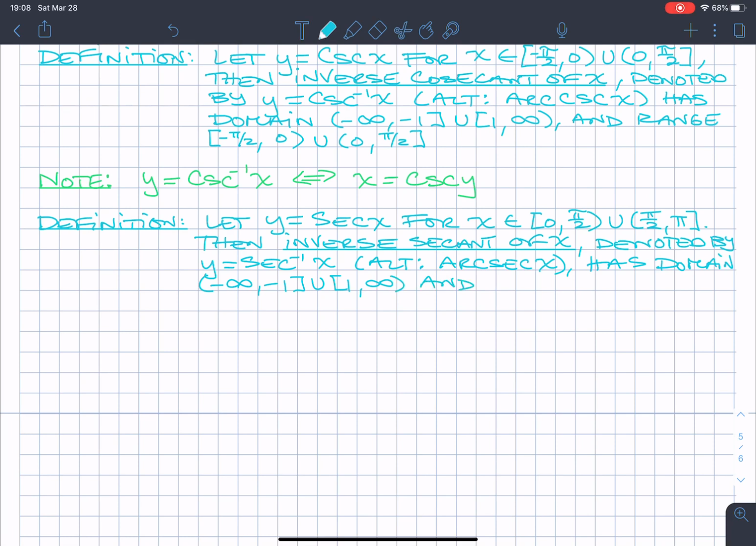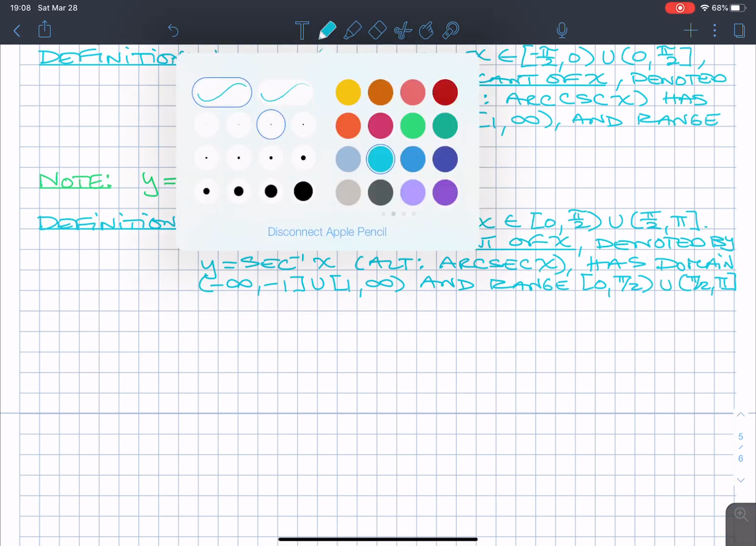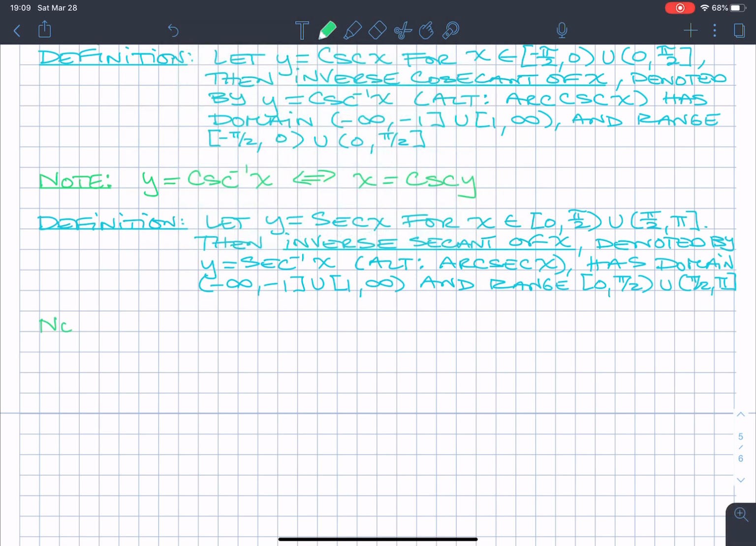and of course range equal to the restricted domain, that is from 0 to pi over 2, then starting again from pi over 2 to pi, non-inclusive at pi over 2. And we of course note that we can rewrite y is equal to secant inverse of x as x is equal to normal secant of y.